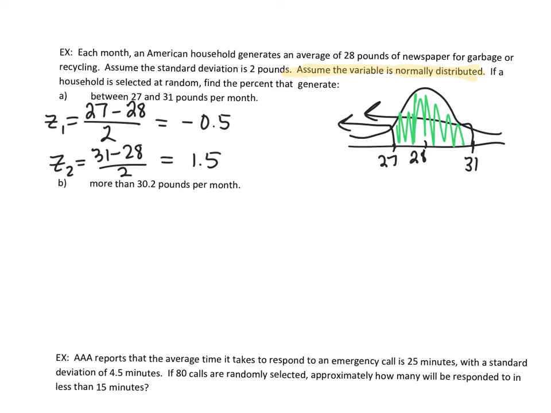So using our table, we go to 1.5 to get the percent of values that fall below that, and we get 0.9332. And then we're going to find negative 0.5, and we're going to find the percent that fall below that, which is 0.3085. And then to do between, we subtract. So 0.9332 minus 0.3085. We're going to get 0.6247, which is 62.47%.